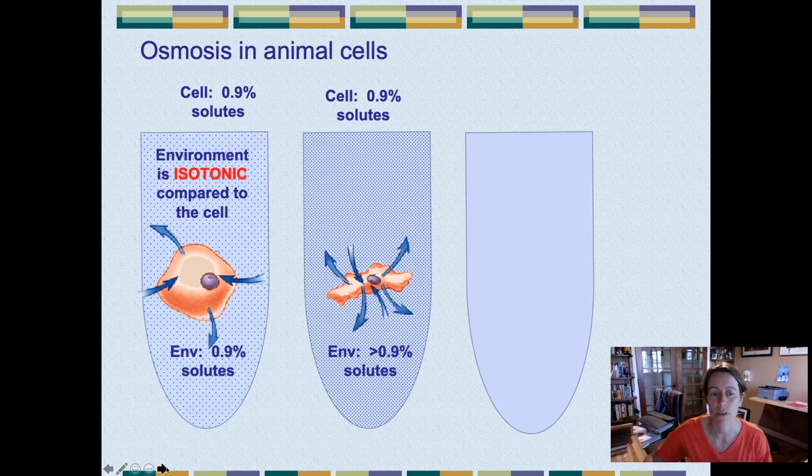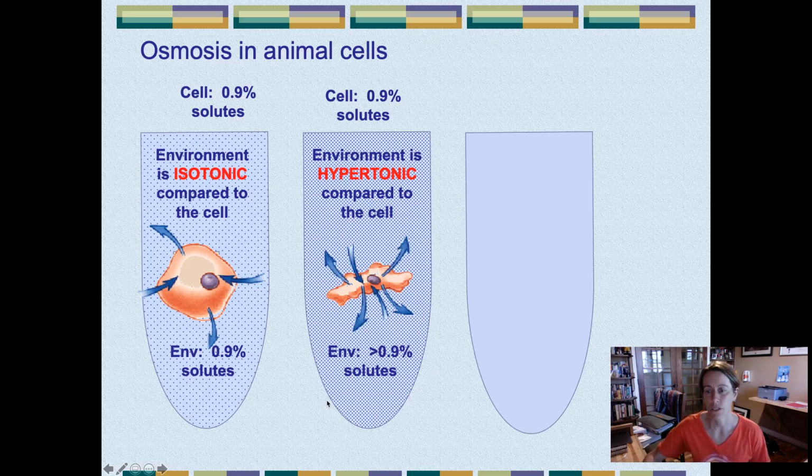And the sentence that we use here is that the environment, so the outside solution, is hypertonic compared to the cell. Hyper means more or extra, like hyperactive, extra active. So hypertonic literally means more concentrated than. So we can say the environment is more concentrated than the cell, or we can say the environment is hypertonic compared to the cell. So then let's move on to the very last example here.